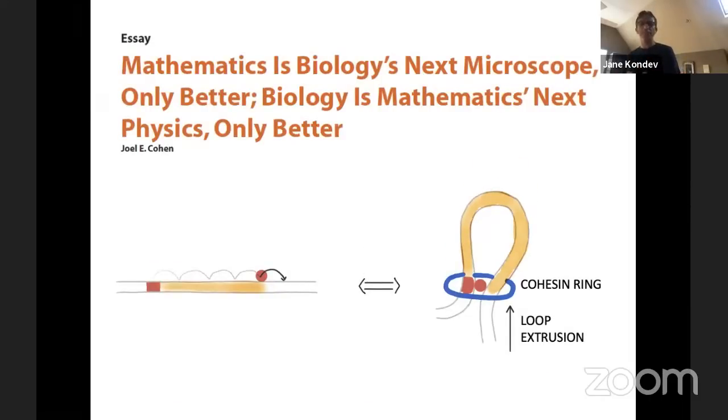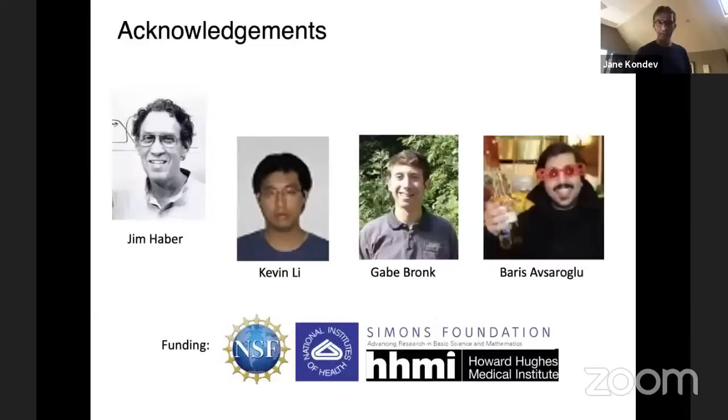I'm a big fan of this essay by Joel Cohen, and part of what I try to convey was the message of this essay, where he talks about how mathematics is biology's next microscope, only better. And in this little example, it's only to the extent that by studying this process, taking the math seriously, we were able to come up with a new sort of mechanism, which we couldn't see, so to speak, through the ChIP experiments that we were doing. So I'll just end with that.